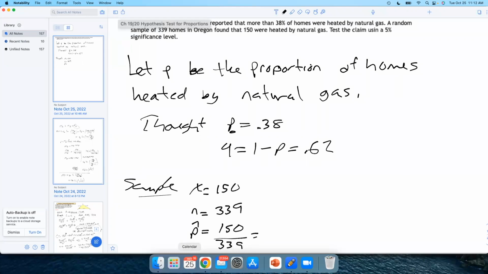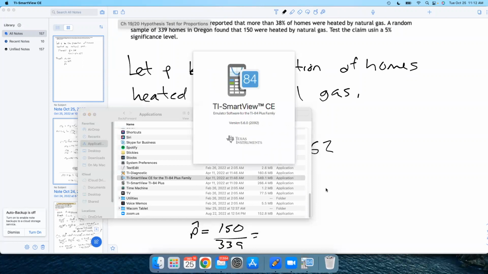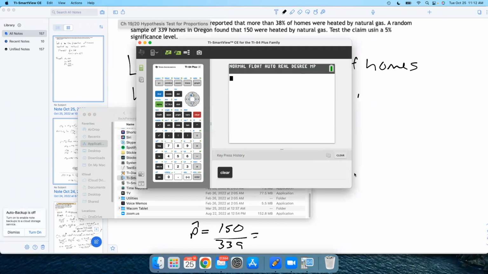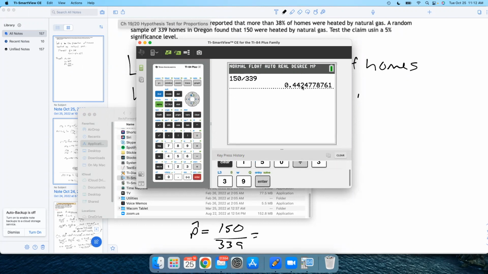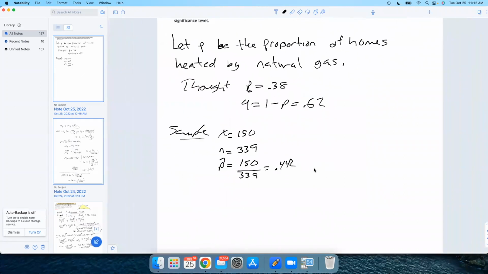All right, let me get that calculator out. So 150 out of 339. 44.2. We'll go 3 places here. That's more than what we originally believed. So we're going to write our hypotheses.